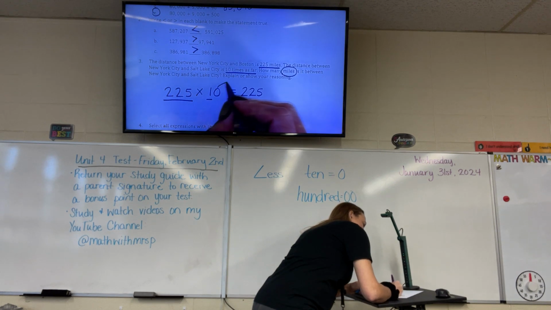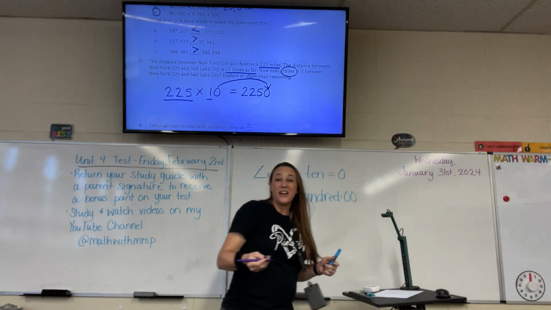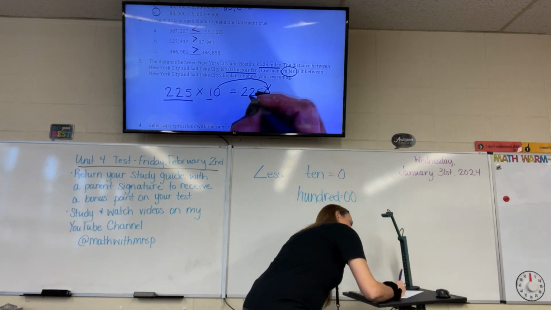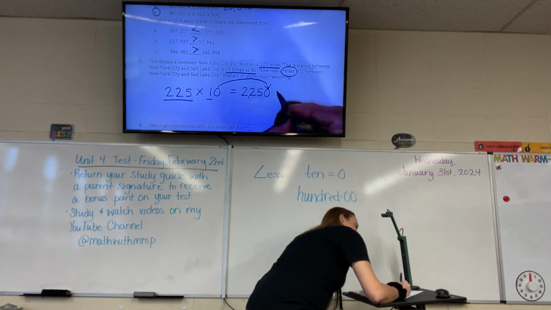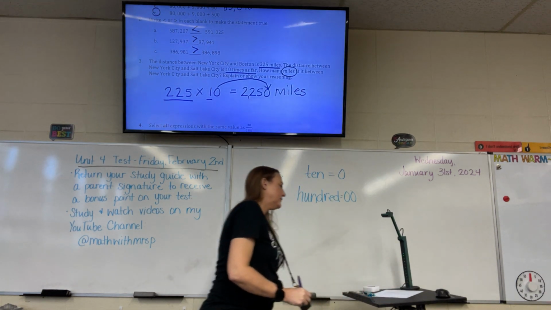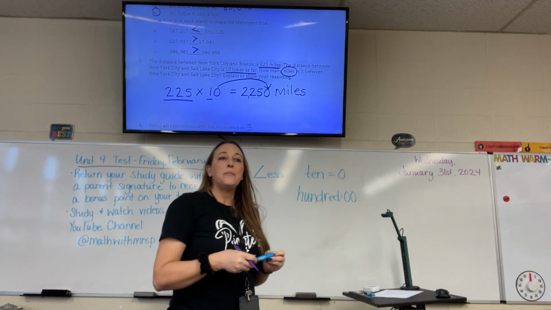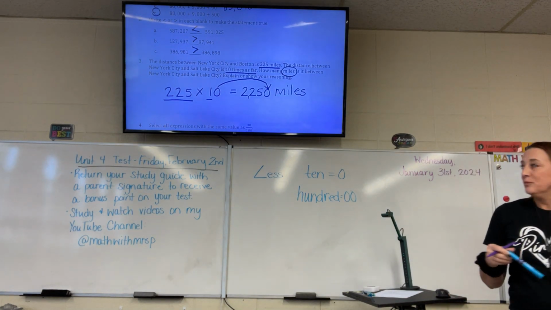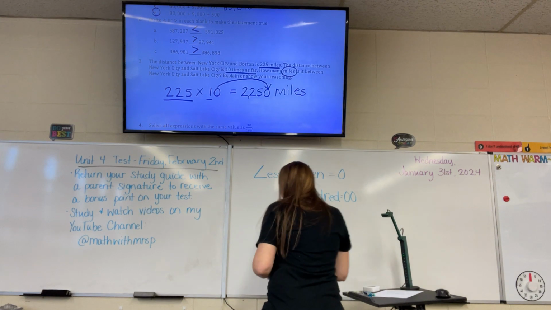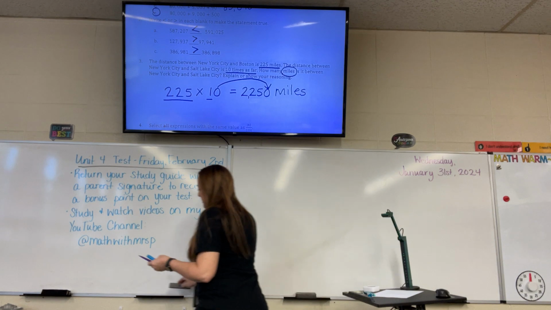And then we've got 1 zero that we need to bring over here. And that's our answer. We're going to plug in our comma, 2,250, and then our label is what we circled, miles. Okay? So now if on the test it has you multiply by 100, how many zeros are you going to add? Two. Right? Okay.